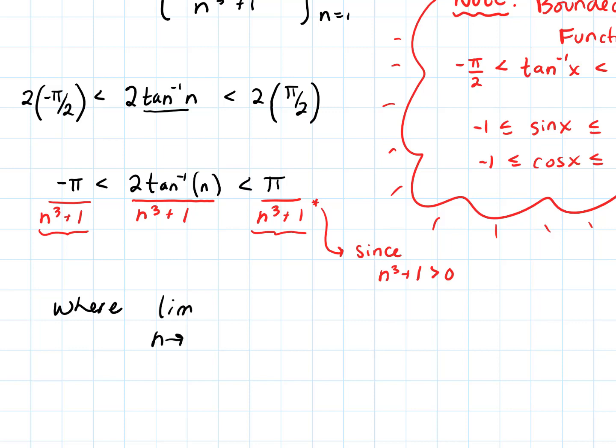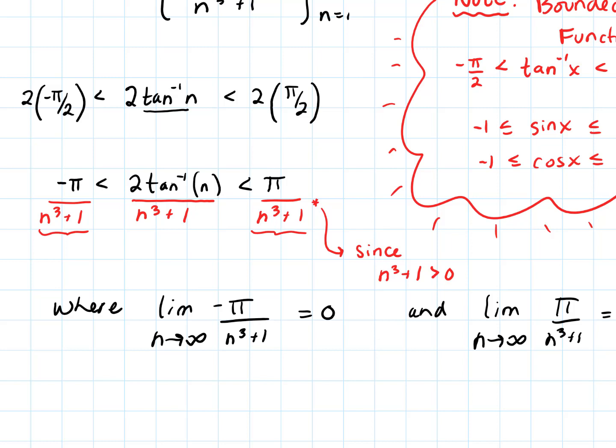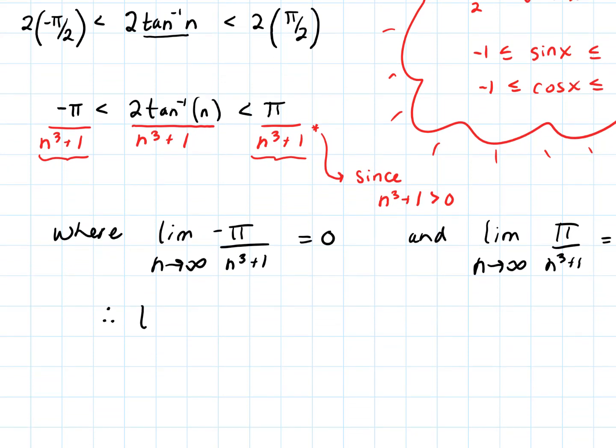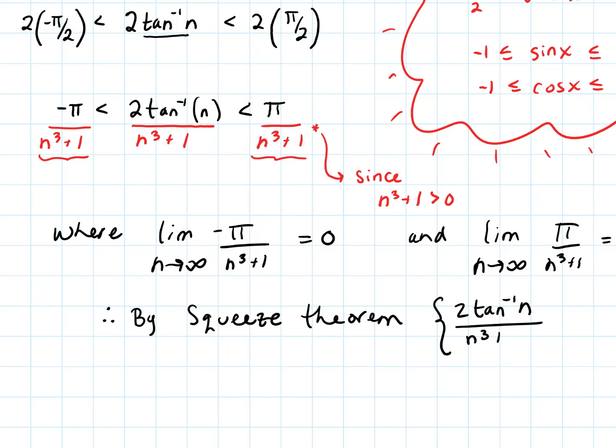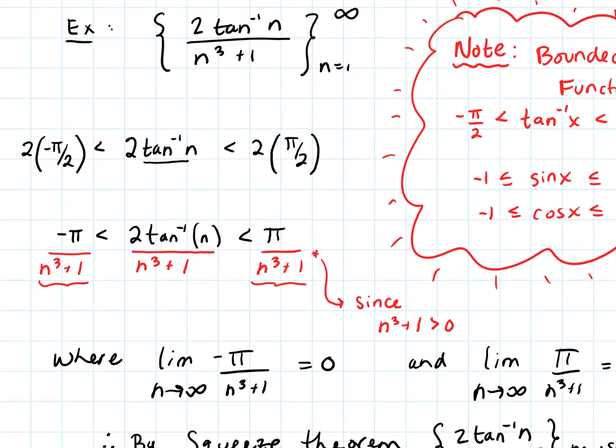where the limit as n approaches infinity of negative pi over n cubed plus 1 equals 0, and the limit as n approaches infinity of pi over n cubed plus 1 has to equal 0. So therefore, these are my 3 dots for the therefore, we must know that by the squeeze theorem, our sequence, the sequence of 2 inverse tangent of n over n cubed plus 1, must also converge to 0. Okay?